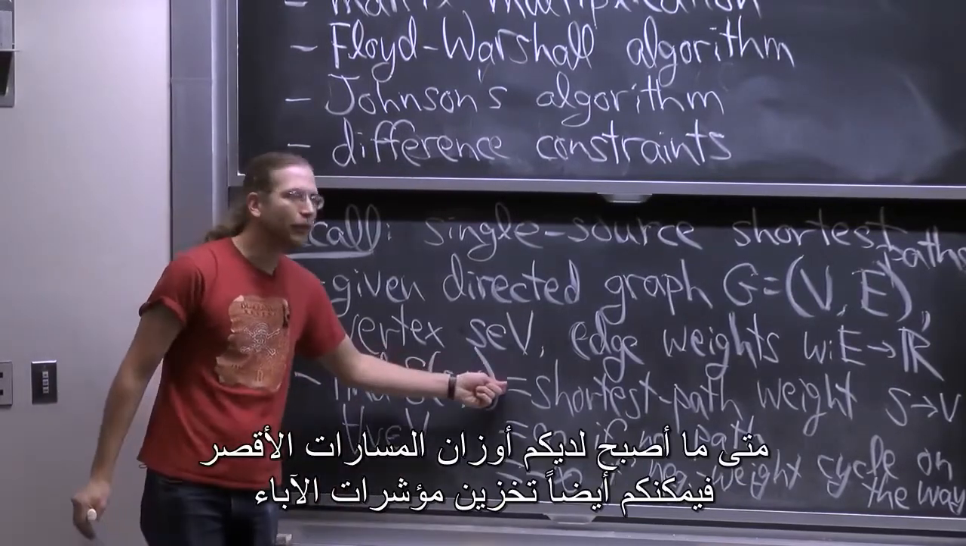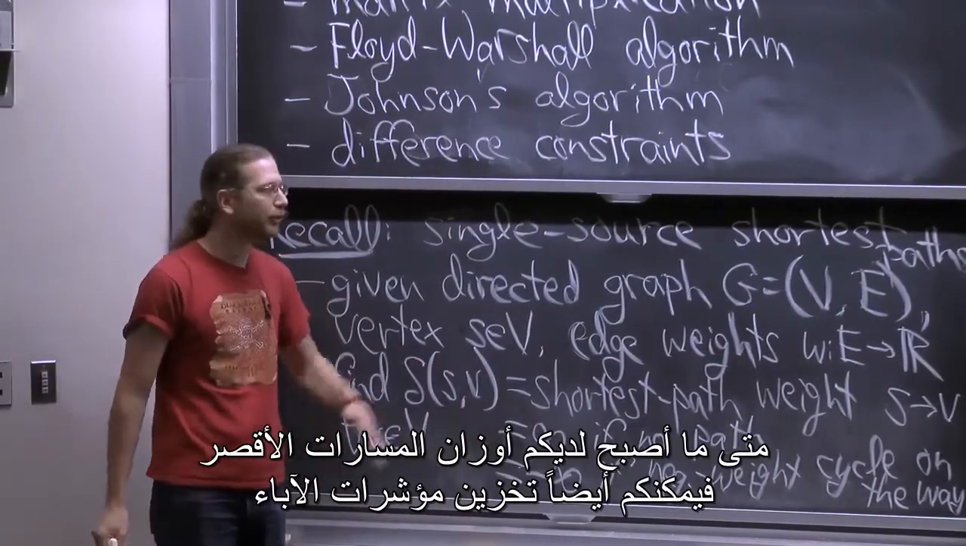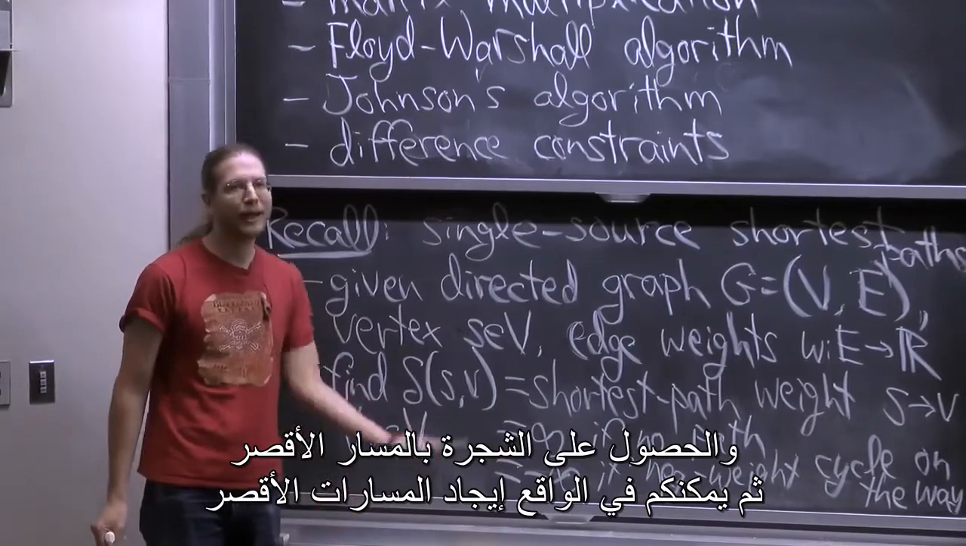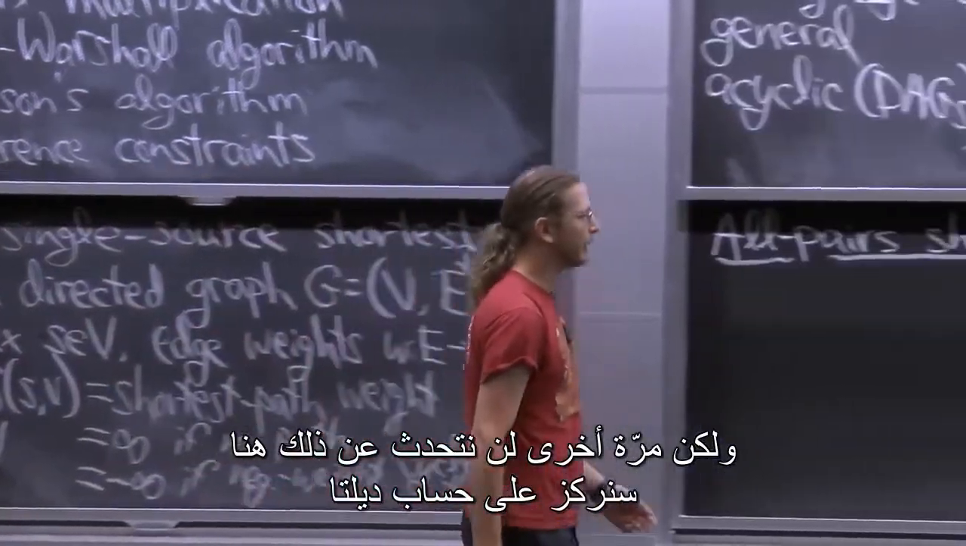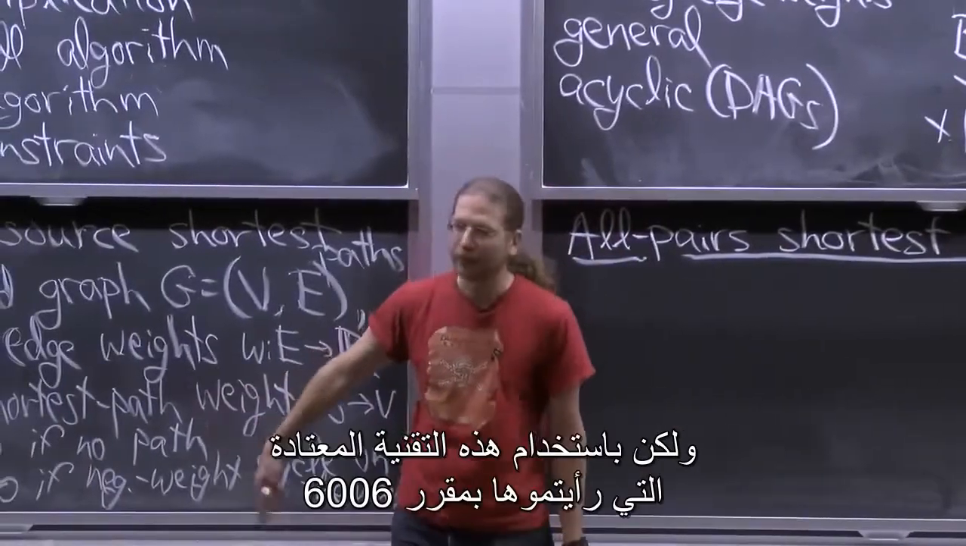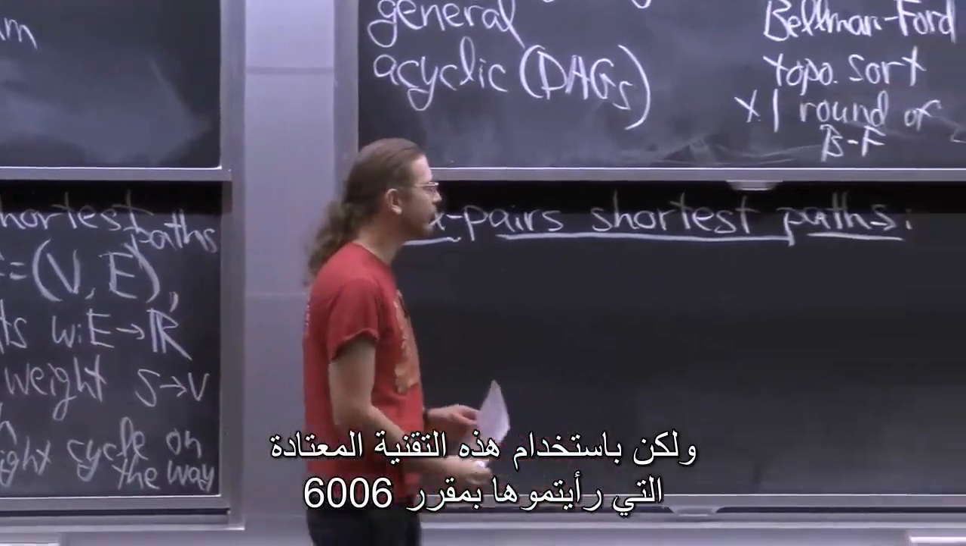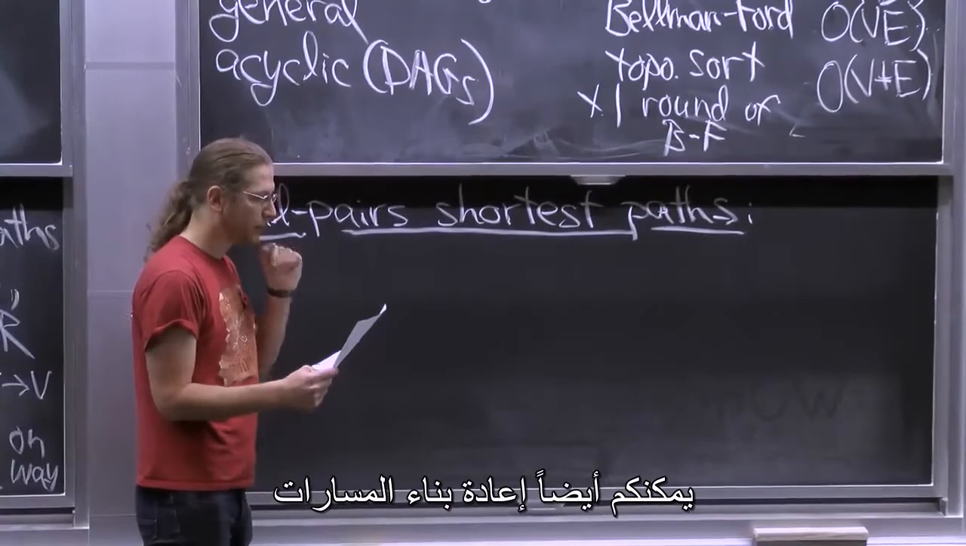Once you have the shortest path weights, you can also store parent pointers, get the shortest path tree, and then you can actually find shortest paths. But again, we're not going to talk about that here. We'll focus on computing delta, but with the usual techniques you saw in 006, you can also reconstruct paths.